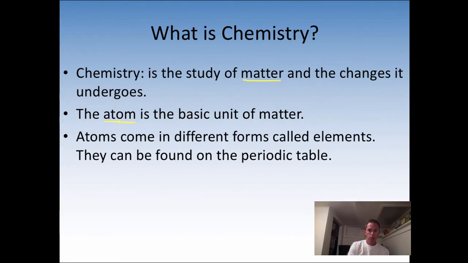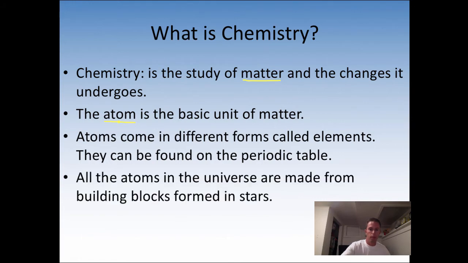Atoms come in different forms called elements, and they can be found on the periodic table. We'll learn a lot about the periodic table, but it's just a table that has the collection of elements on it. And we'll talk about all the different kinds of atoms.